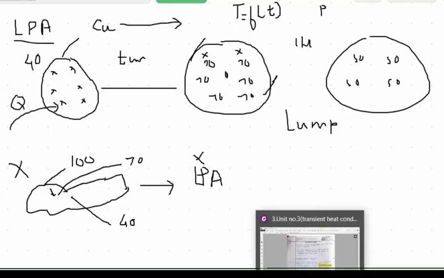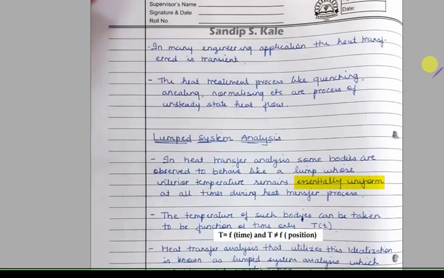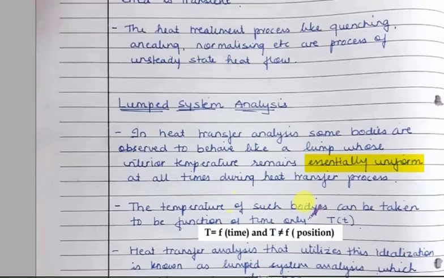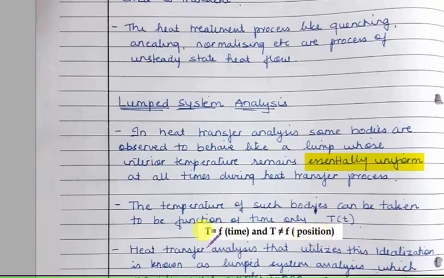So I hope you have got a clear understanding of what we mean by lump. I will just read out a definition. In heat transfer analysis, some bodies are observed to behave like a lump whose interior temperature remains essentially uniform at all times during the heat transfer process. So what is the important thing? The temperature remains uniform at all times during the heat transfer process. That is, the temperature of such a body can be taken as a function of time only. So the temperature is a function of time, but it is not a function of position. This is called lumped parameter analysis.